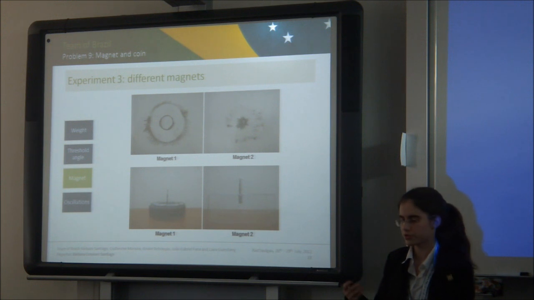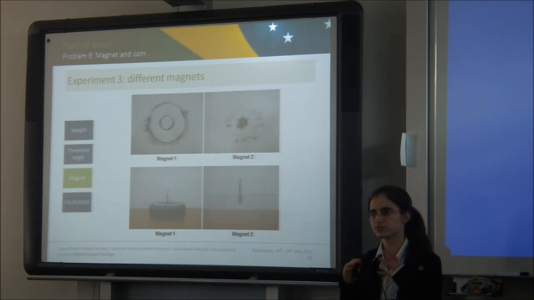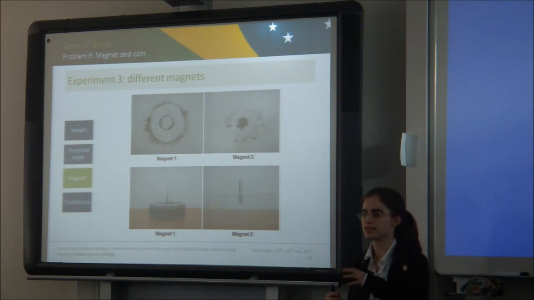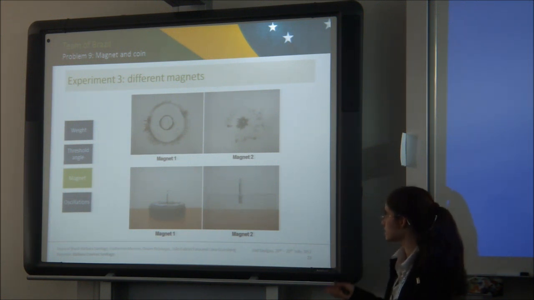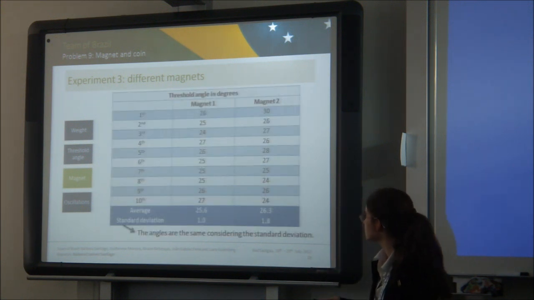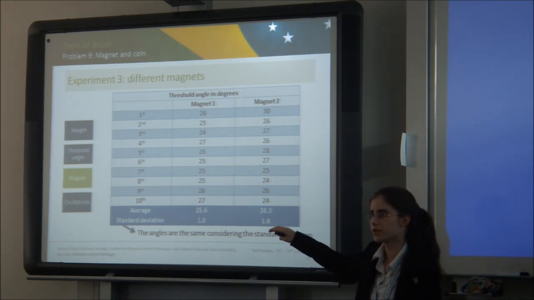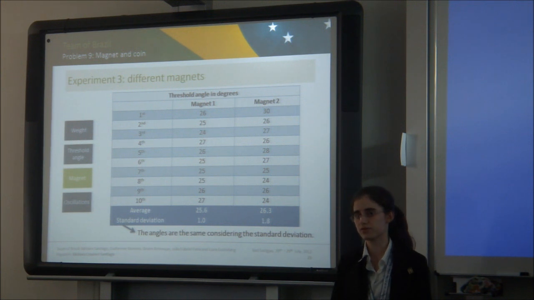Then we tried 2 different magnets, because I told you in my mathematical model that the threshold angle was dependent on the dimensions of the coin. I varied the magnets and we mapped the magnetic field, so we see that it is different. Then we have the average, and within our standard deviation for both, we see that the angle is the same, even varying the magnet.